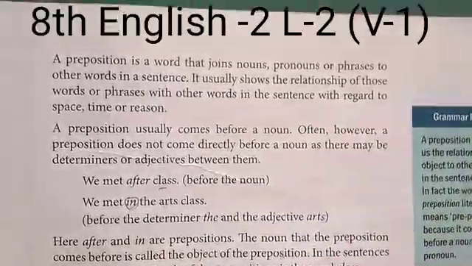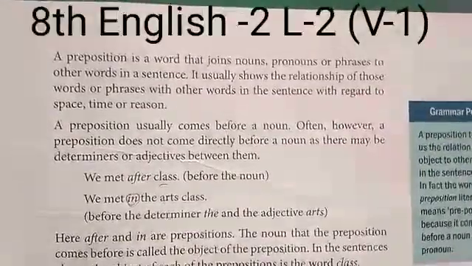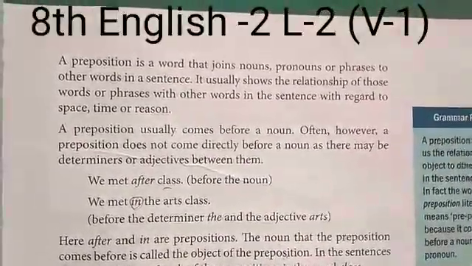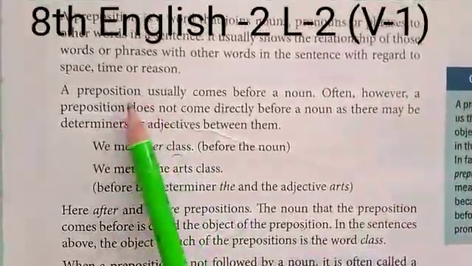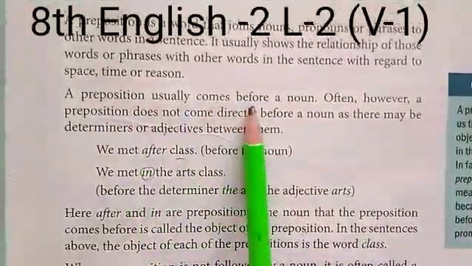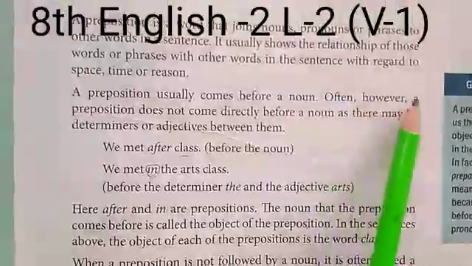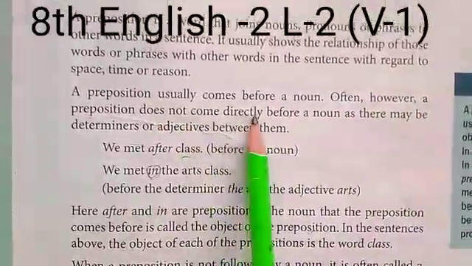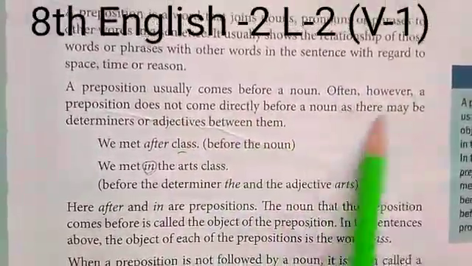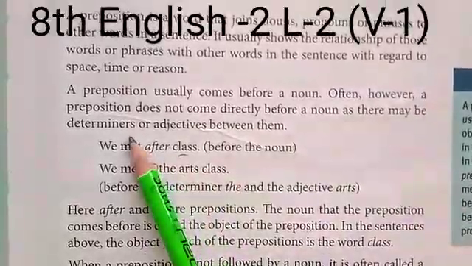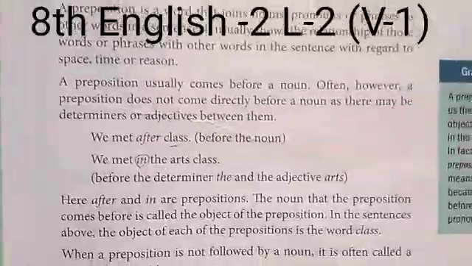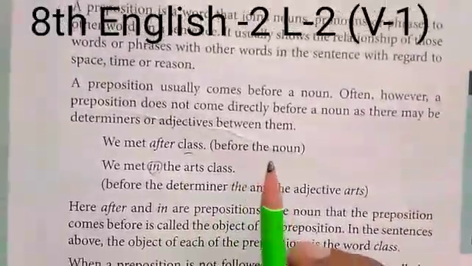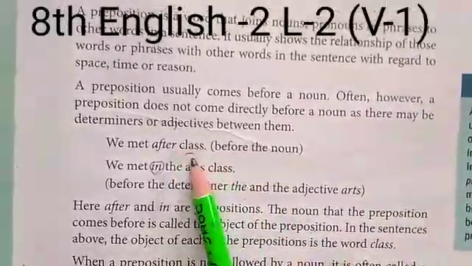Direction, sometimes: into the room. So into is a preposition which directs to the room. Like this we are using prepositions. A preposition usually comes before a noun. Often, however, a preposition does not come directly before a noun, as there may be determiners or adjectives between them. So here the preposition is there before the noun.